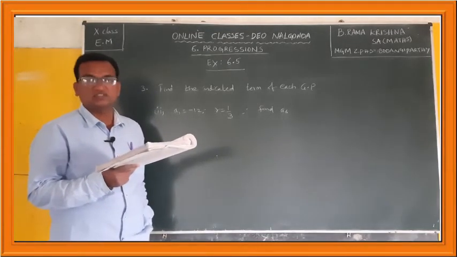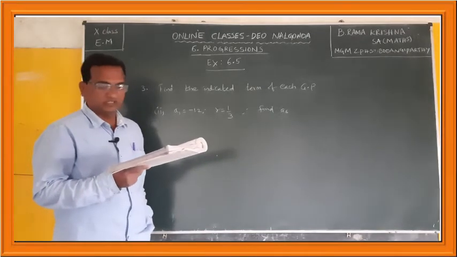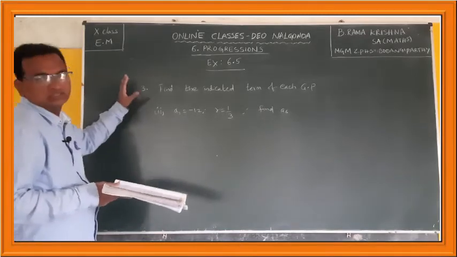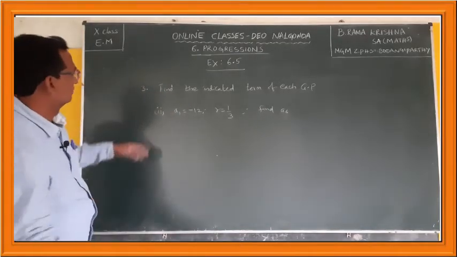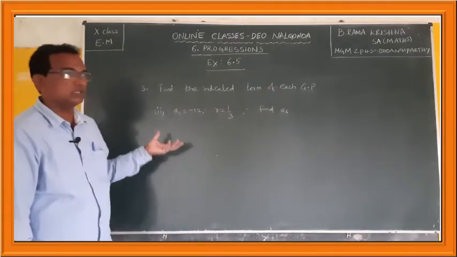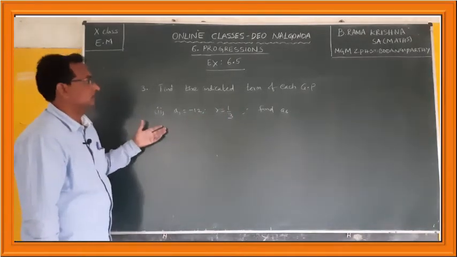You can find that first term by looking into the GP and common ratio. How do you find A2 by A1? Okay, third question I am discussing here. This is also easy, but let me tell you this question. Find the indicated term of each GP. Indicated term means he indicates somewhere, you have to find that term.